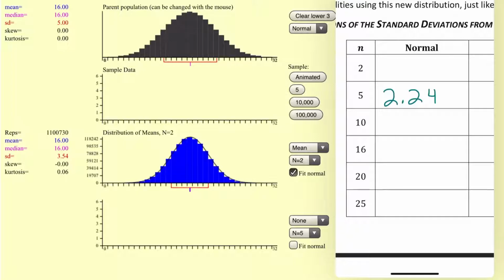And I can tap this fit normal. It actually does a pretty good job of fitting this normal distribution. There is a slightly known error in this applet, that it fits the normal slightly a bit too far to the right. It fits it over the right of the bins instead of centered. But that's something they're working to fix.